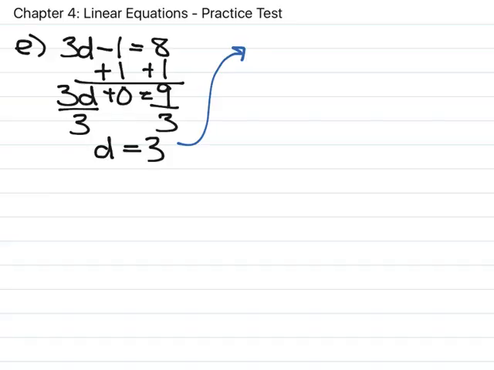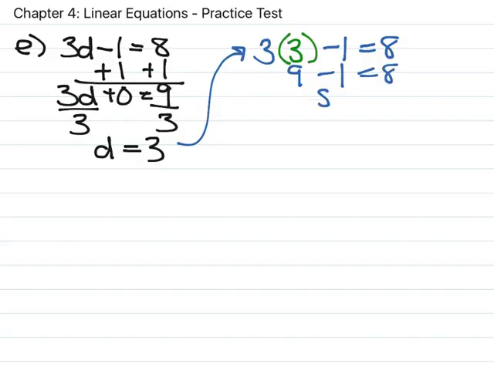Check it. We put it back into the original equation. So 3 times 3 minus 1 is equal to 8. 3 times 3 is 9, minus 1 is 8. 9 minus 1 is 8. Correct.